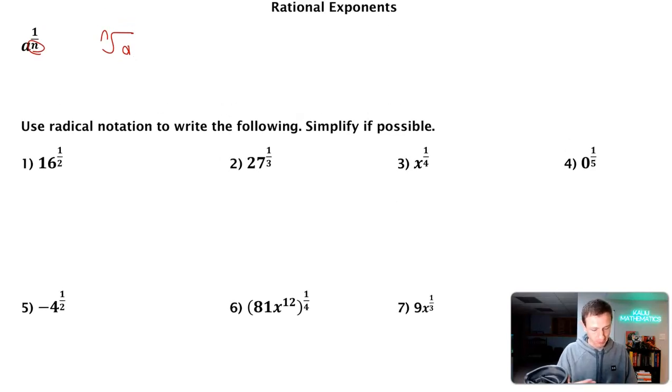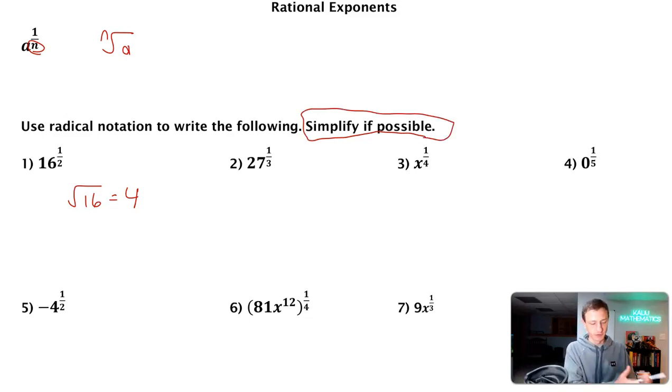So for example, let's go through these problems. Number 1, 16 raised to the 1/2. So it's 16 being raised to the 1/2. So this 2 indicates the index, so this would be the square root of 16. What is the square root of 16? The square root of 16 is 4. That's one thing you want to make sure you're doing. It says right in the directions, simplify if possible. You don't want to just leave it as the conversion of 16 to the 1/2 is the square root of 16. You want to actually evaluate and simplify everything down.